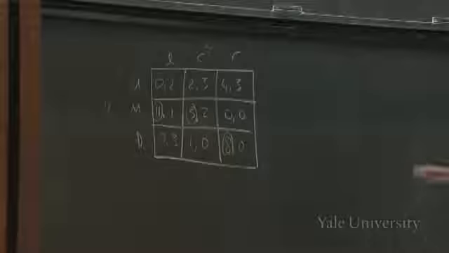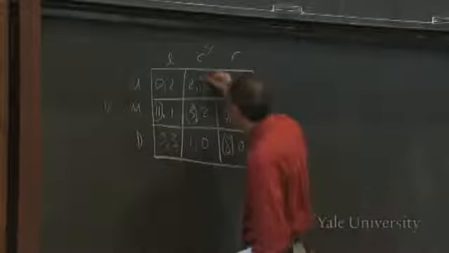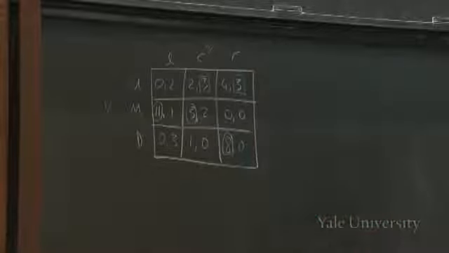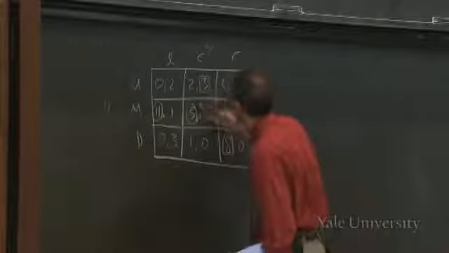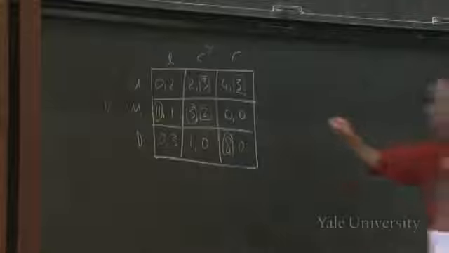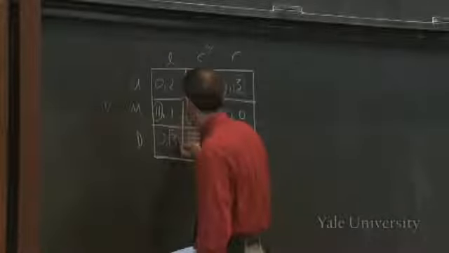So this is a slightly more tricky one, right? The best response to up is either C or R. Okay. Best response to up is either C or R. The best response to middle? Center. Is center, thank you. And the best response to down? Left. All right, so the best response to down is left.